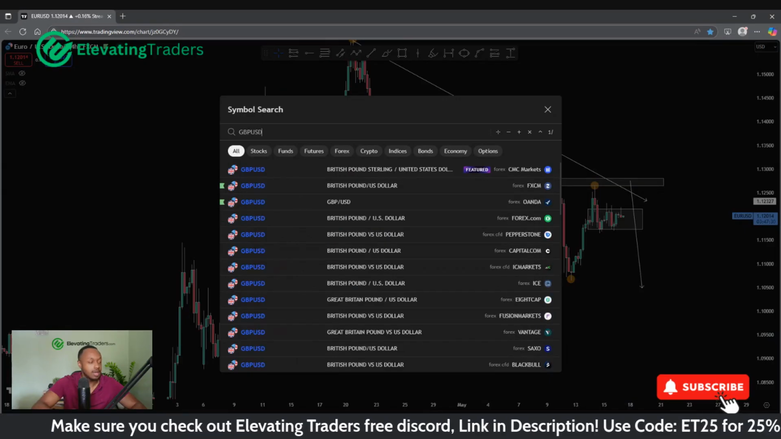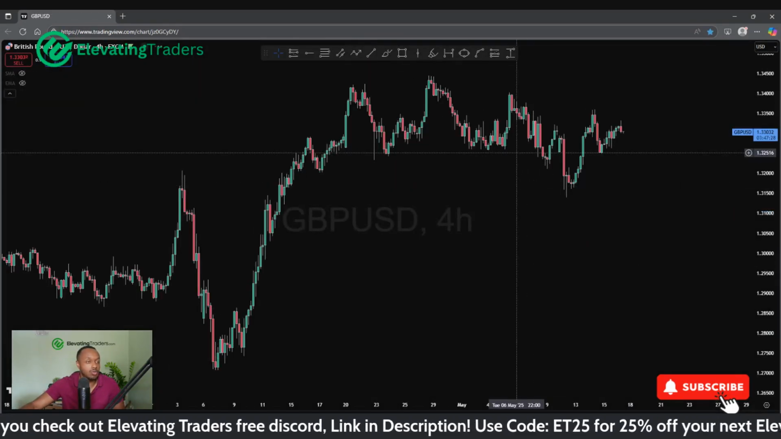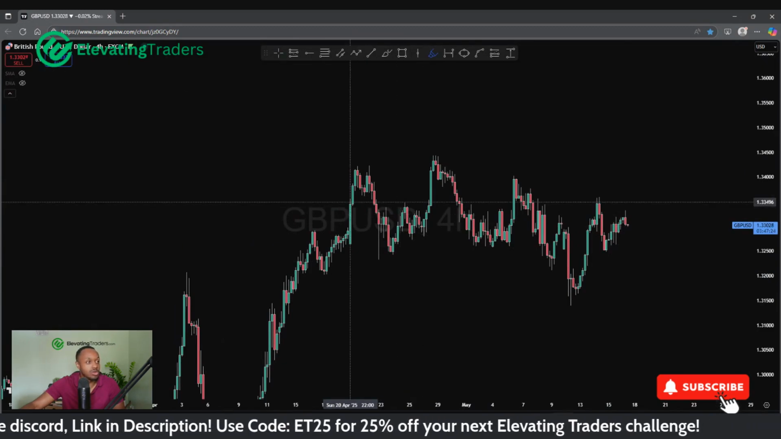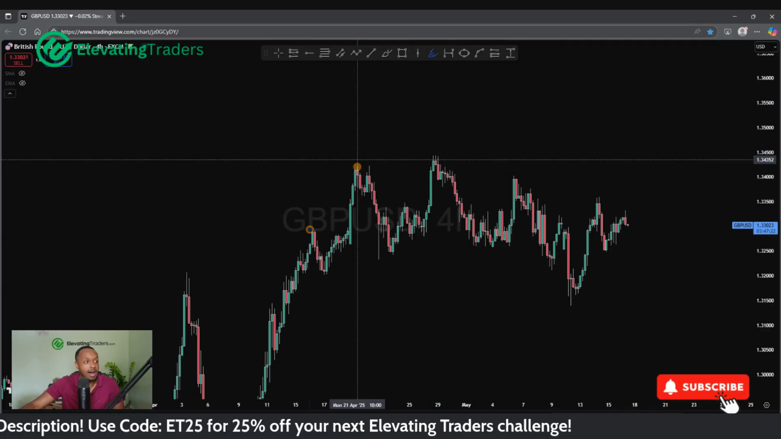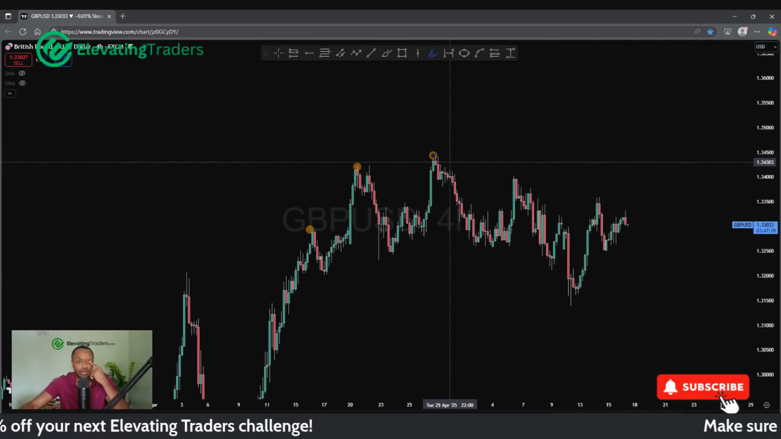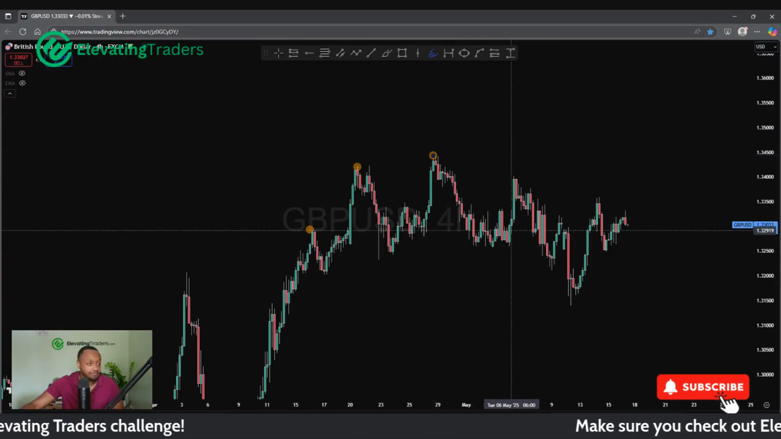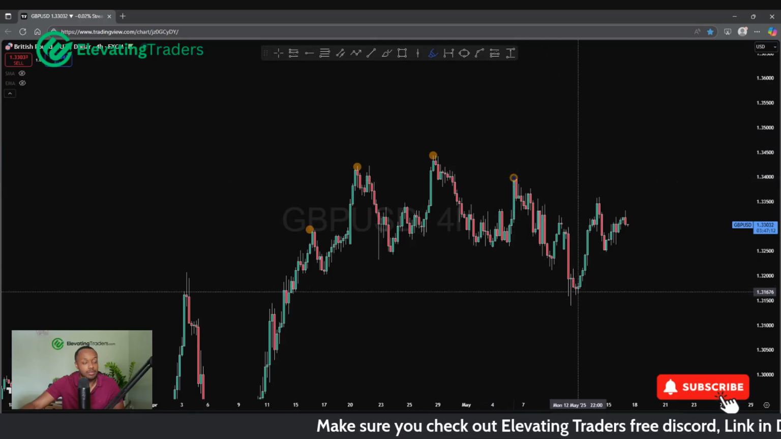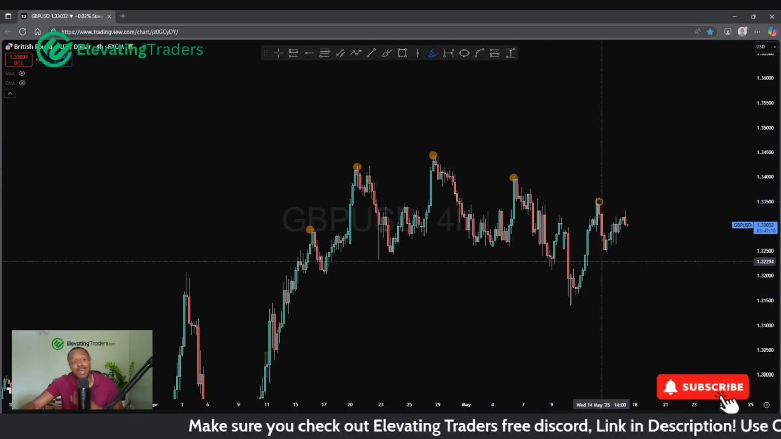Pound USD, same situation here as well. We've got some nice lower highs on the 4-hour chart. So originally we had the higher highs, so high, high, high. Then the market topped out around 1.34500. Nice push down, lower high from there, another push down. And again, looking at potentially another lower high.